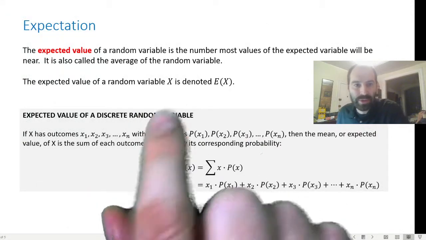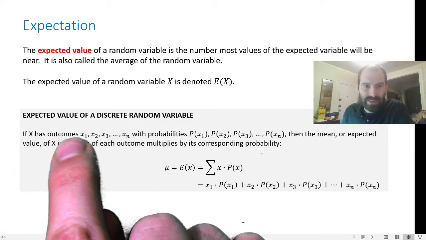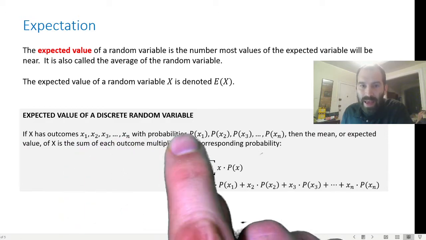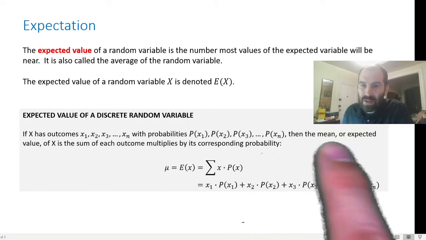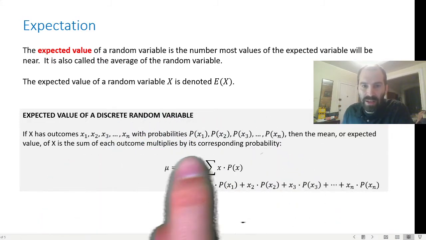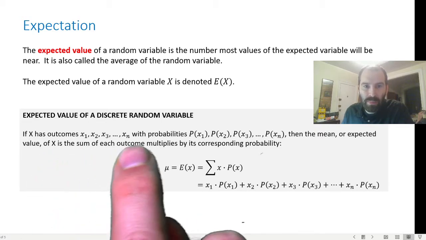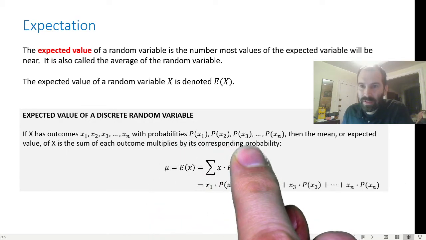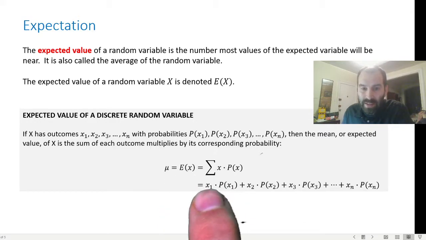How do we compute it? Well, we look at the outcomes of x. These are the numerical outcomes that x could have, and these are their associated probabilities. Then the mean, or expected value, same thing, is given by the sum of each outcome multiplied by its corresponding probability. So mu, that's the notation that we use for the mean or expected value, is this sum.